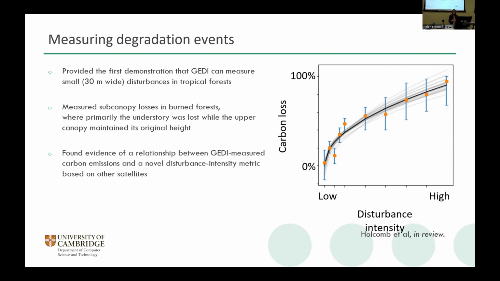Finally, we found evidence that it might be possible to extrapolate from our data set by uncovering how these measured carbon emissions relate to the changes that were observed by other satellites, like optical satellites. In this graph, we found a relationship between a disturbance intensity index that's based on optical data alone and the carbon emissions, or the percent of biomass that was lost in the disturbance.